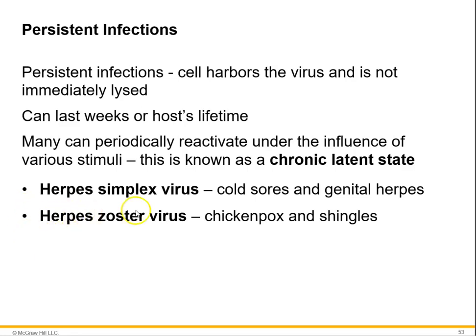And we have two examples here. We have the herpes simplex virus. Herpes simplex 1 is responsible for cold sores. Herpes simplex 2 is responsible for genital herpes. And as you probably know, if you are infected with herpes, it tends to reactivate. It tends to come back. The herpes zoster virus. This is the virus responsible for chickenpox in the initial infection, but years and years later, it can reactivate and come back as shingles.